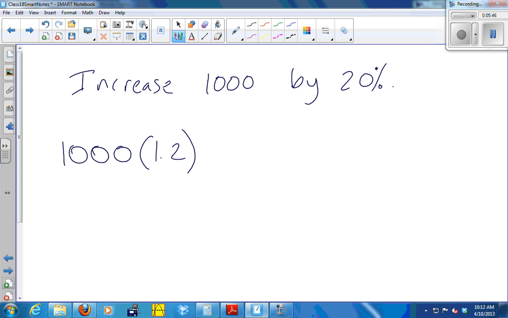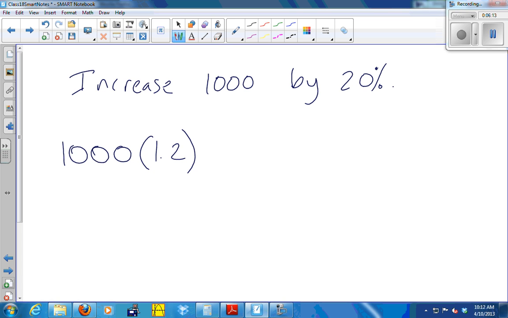Now, why 1.2? 20% in addition to the whole, right? Because you're increasing by 20%, which means you're keeping 100% of what you have, that's the 1, and increasing it by 20%. 100% plus 20% is 120%, and as a decimal, that's 1.2.